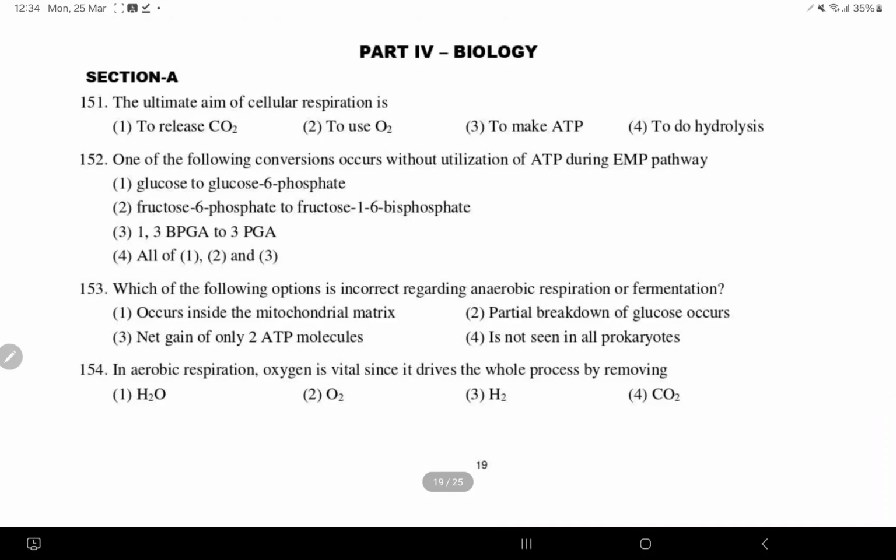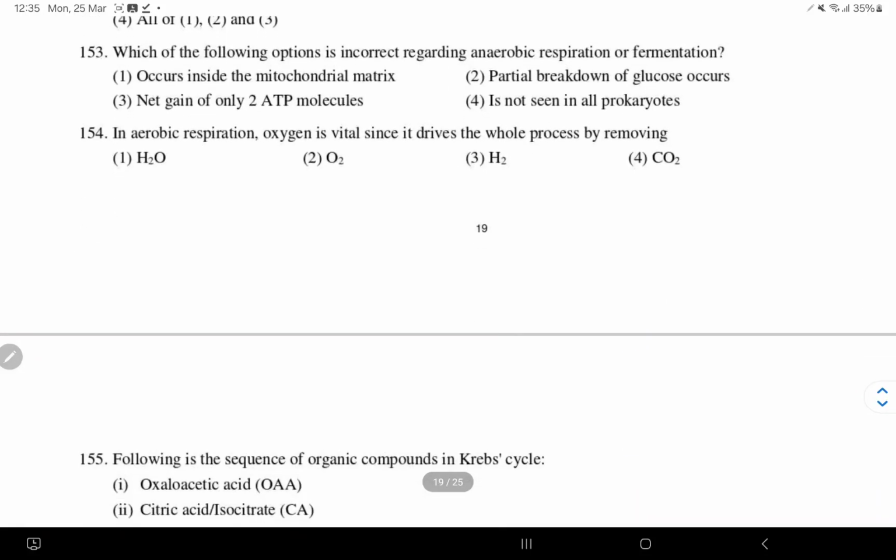Which one of the following conversions occur without utilization of ATP during the EMP pathway? 1,3-bisphosphoglycerate to 3-phosphoglyceric acid. So option 3. Which of the following options are incorrect regarding anaerobic respiration or fermentation? Occurs inside mitochondrial matrix. This is wrong. So 1 is wrong. Remaining all are correct.